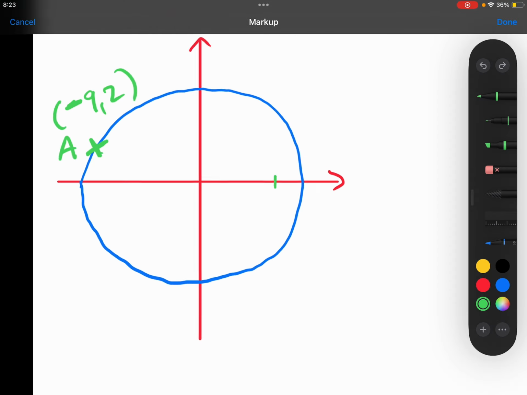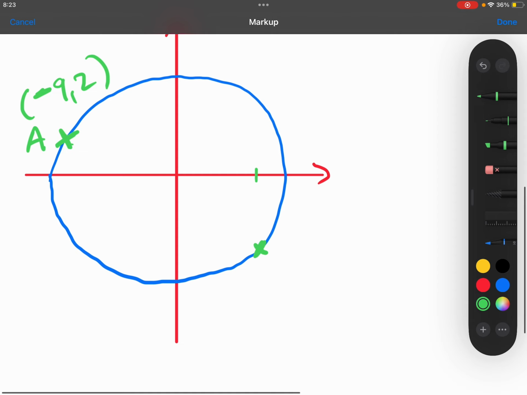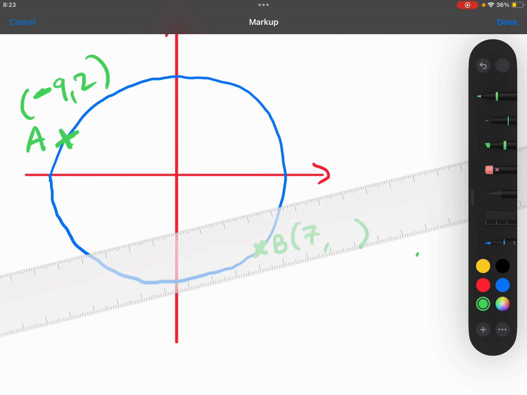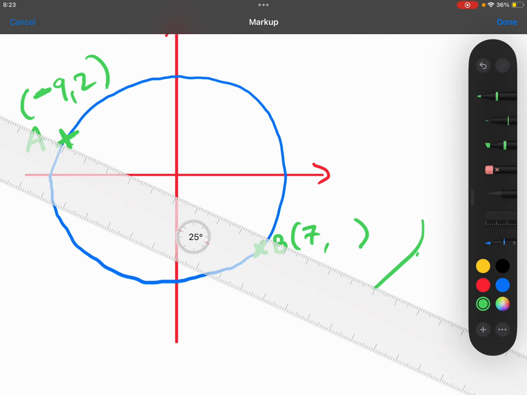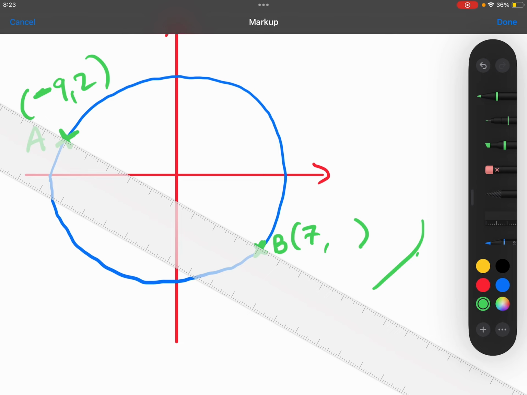I think B is actually down here, where the x-coordinate is 7 and we don't know what the y-coordinate is yet. And we want to work out the equation of the line that's going through those points. This is my line here.